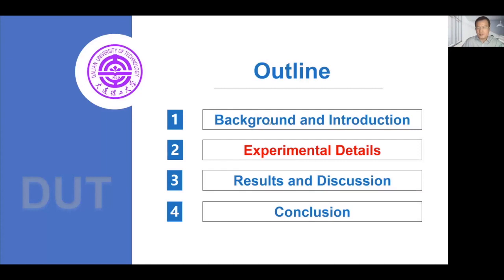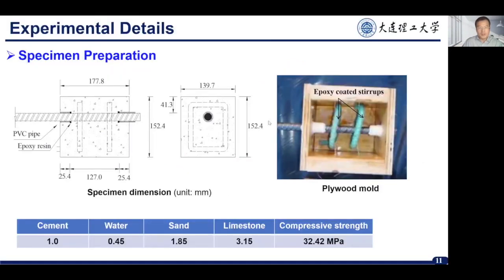This is the second part, experimental details. In the laboratory, we fabricated a total of 18 specimens, including 3 reference specimens and 15 corroded specimens. This just shows the dimensions of these concrete specimens.